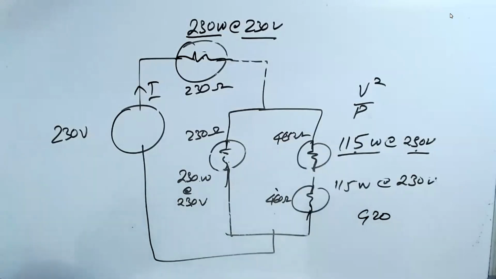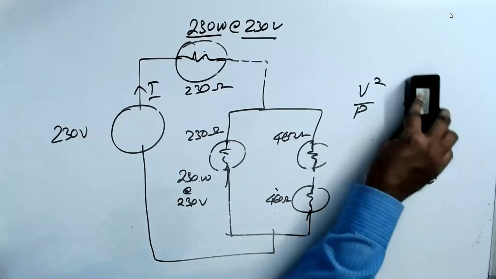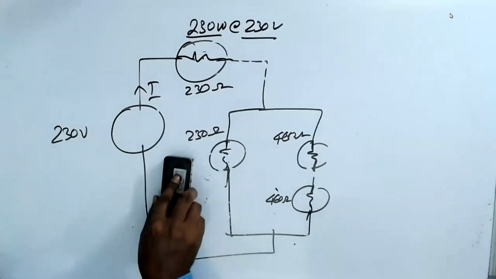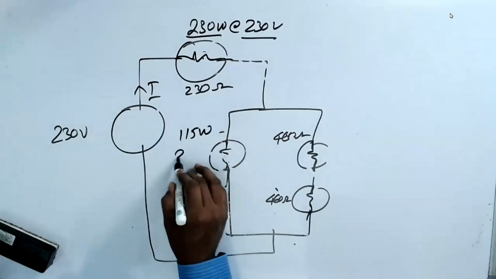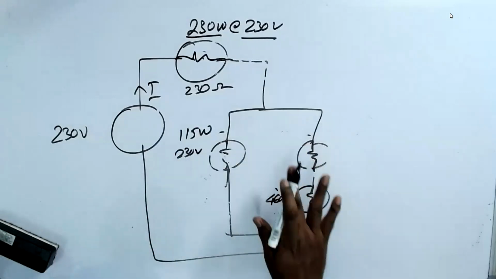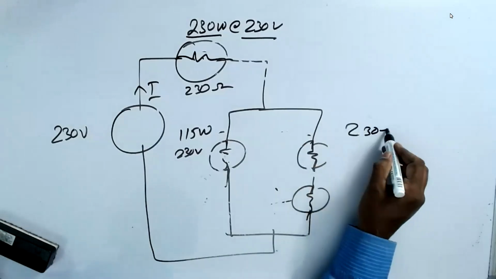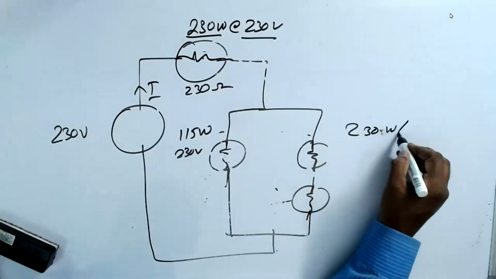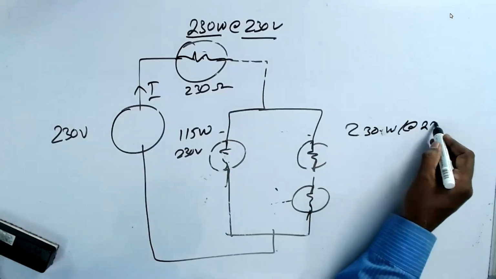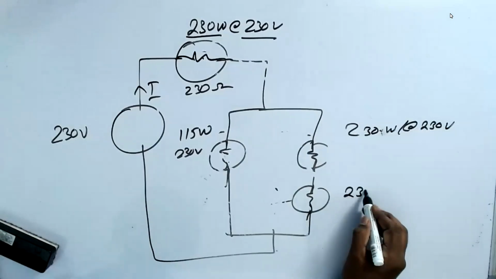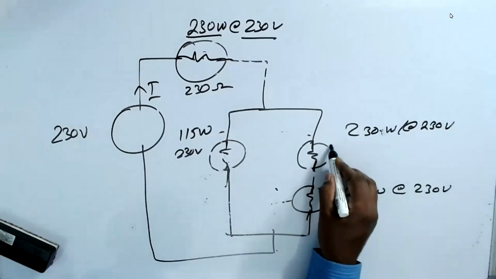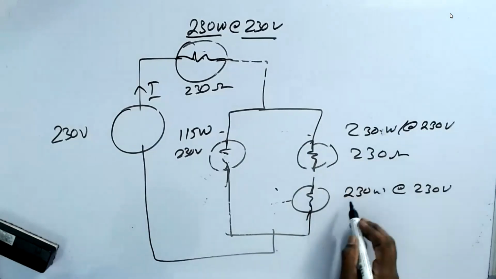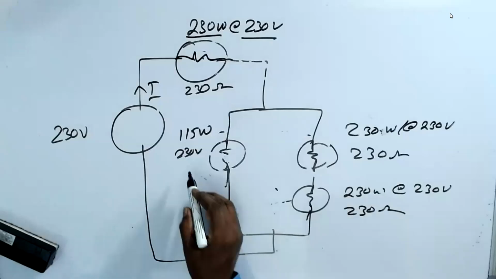Sorry, I made a small mistake here. I wanted to do something different, but I didn't. So this is 115 watt at 230 volts. These are all 230 ohm, 230 volt, and 230 ohm is easy to do. That's why I wanted to change it. So this is 230 ohm. This is 230 ohm. This is 460 ohm.